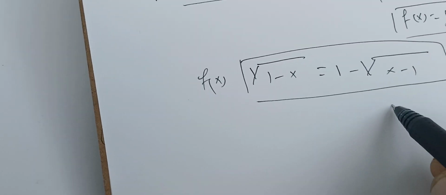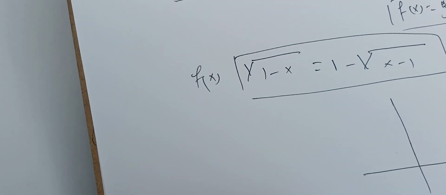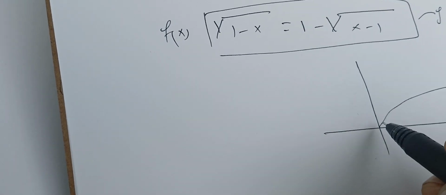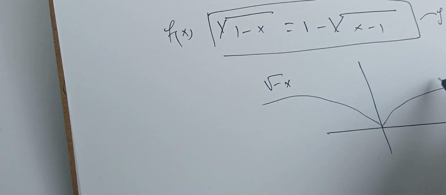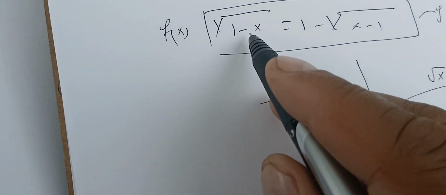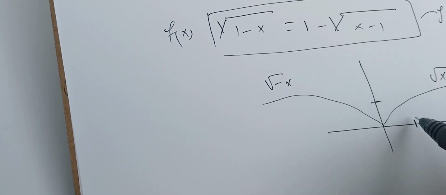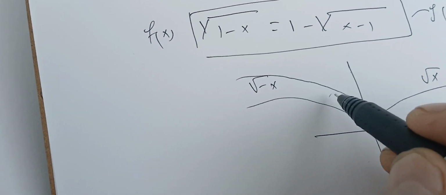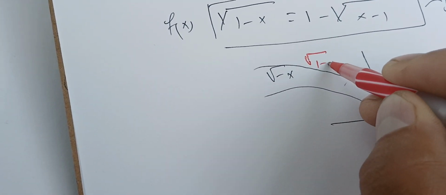So let's graph. First, let's graph square root of 1 minus x. We know the graph of square root of x is like this. Square root of minus x is like this, f of minus x from f of x. But with this one, we shifted 1 unit. So it's going to be parallel, if you accept that. So this is square root of 1 minus x.